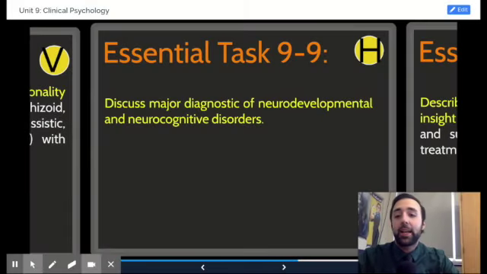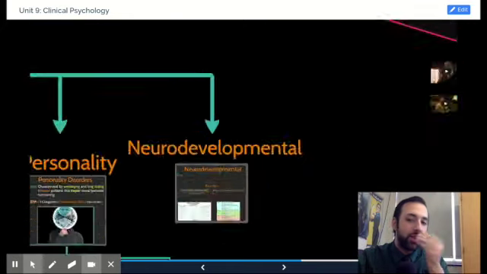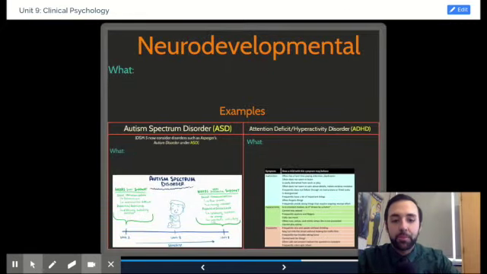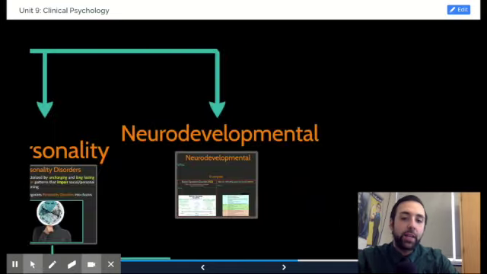In Essential Task 9.9, we are going to discuss the major diagnostic category of neurodevelopmental and neurocognitive disorders. There are only two of them. We're very briefly going to talk about two disorders that you very well may have heard of: autism spectrum disorder and attention deficit hyperactivity disorder.